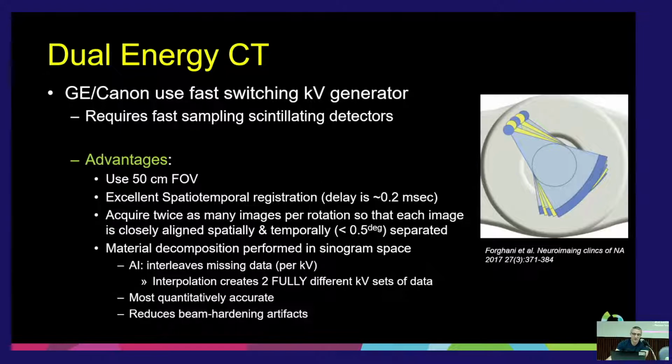AI has come a long way. They use AI now, so as you go from 80 to 140 kV, obviously there's a point when you switch kVs that the body's not being imaged by one of those kVs. So if you do 140, 80, 140, 80, every time the 80 is being acquired, there is no data on the 140 sinogram. So they use AI now to fill in all that missing data. So now you have a perfectly filled in 140 and a perfectly filled in 80 kV sinogram.